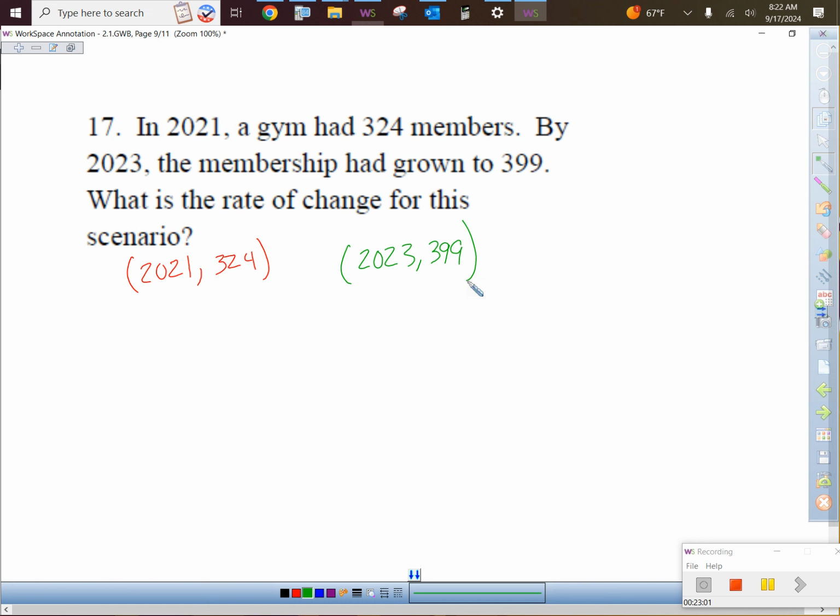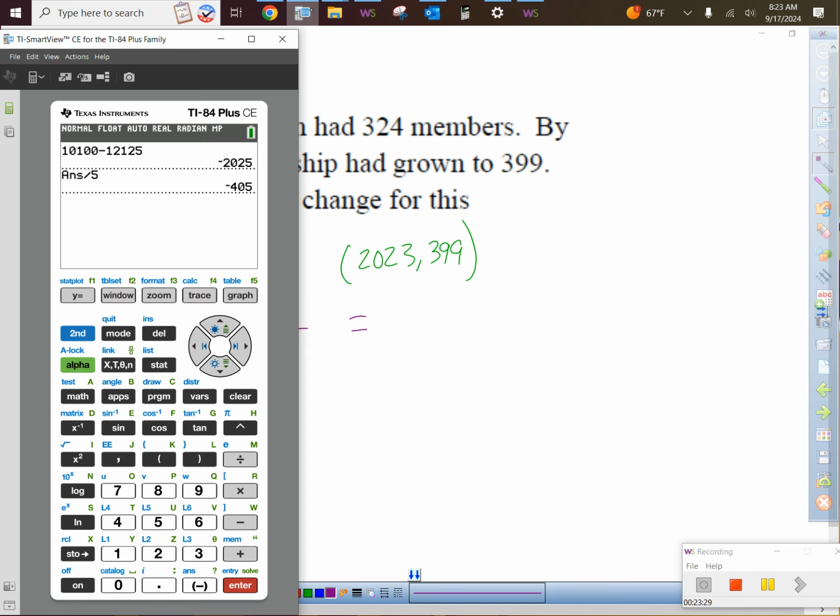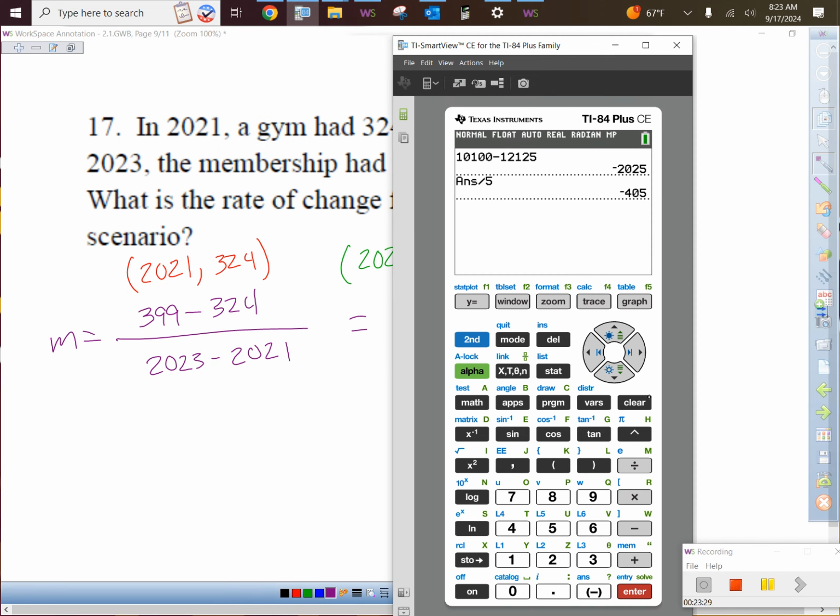Find the rate of change, which is the fancy way to say find the slope. So y2 minus y1 over x2 minus x1. And when we subtract, what I always enjoy is kids are like, I don't need to write any of that down. I just take the 399 minus the 324. I figure that out. So it went up 75 people, but then I also just have to divide it by 2 because it's been 2 years.